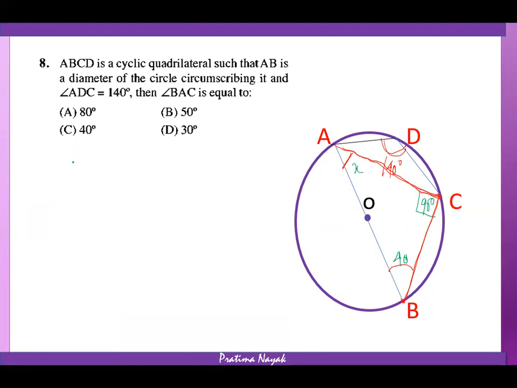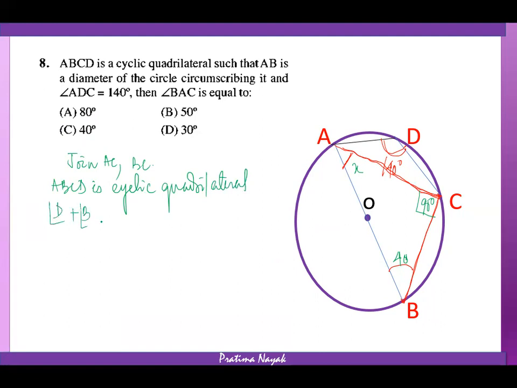First I'm writing join AC, BC. Now ABCD is a cyclic quadrilateral. So the sum of a pair of opposite angles, angle D plus B, is equal to 180 degrees. Then which angle are you getting? ABC is equal to 180 minus 140. That will be 40 degrees.